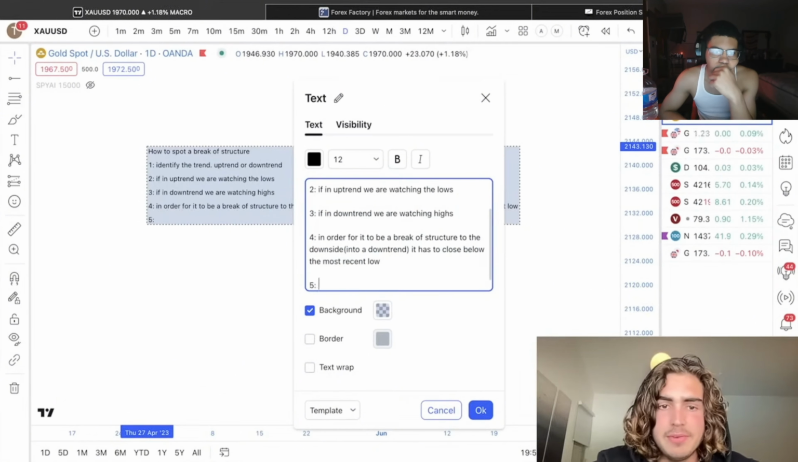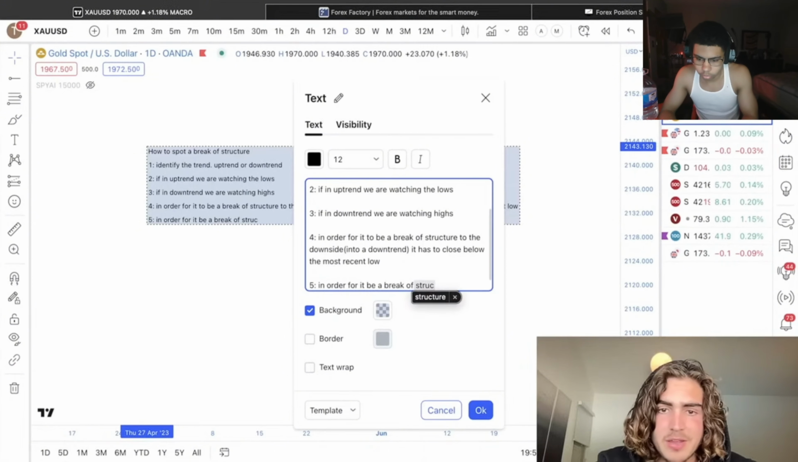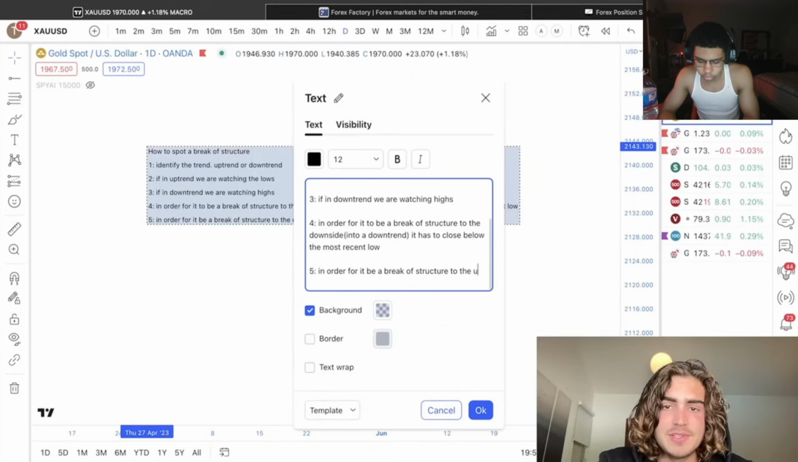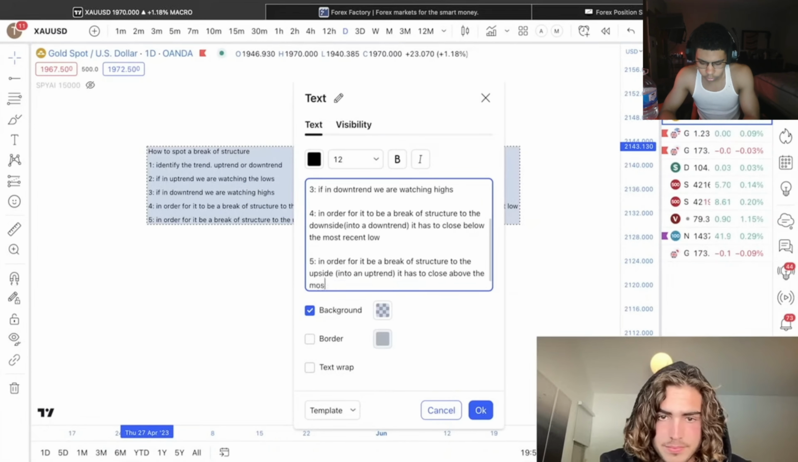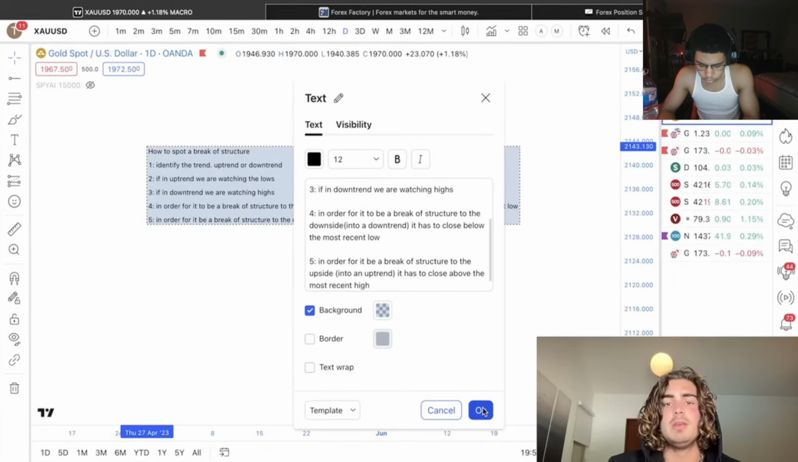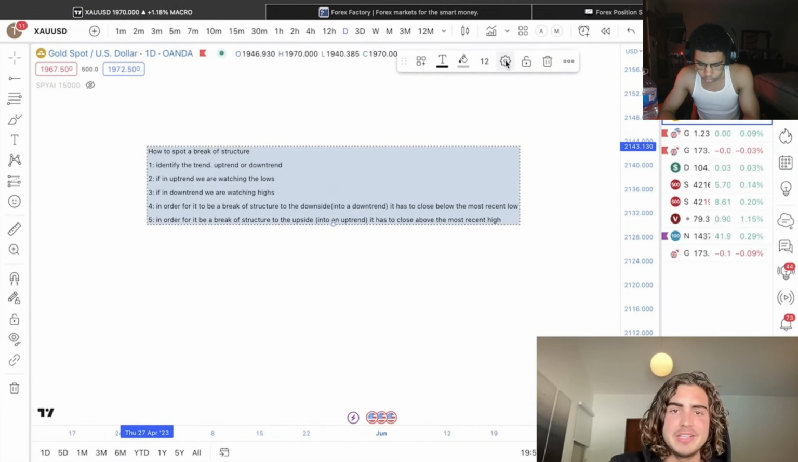Number 5 is the exact same, but just opposite. In order for it to be a break of structure to the upside, which means from a downtrend into an uptrend, I'll even add that in there, because that can get confusing, I know.